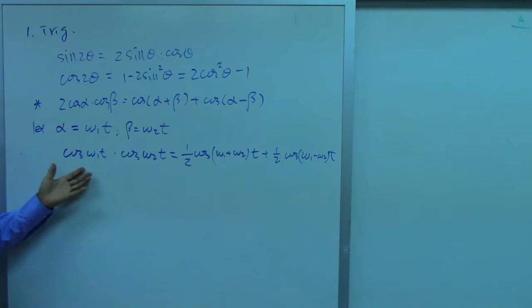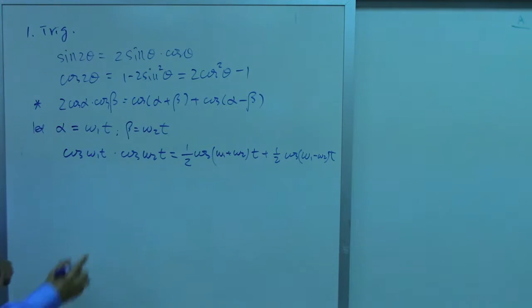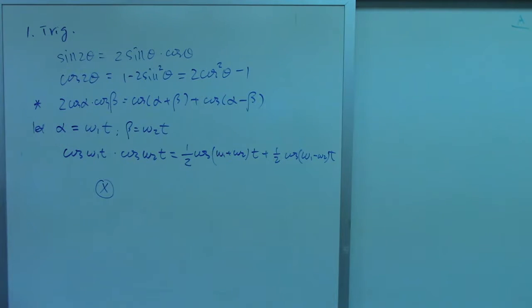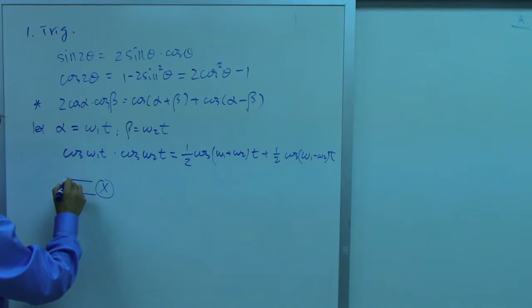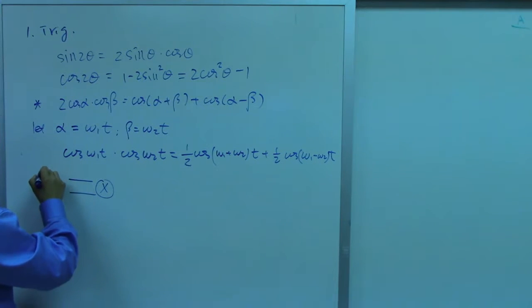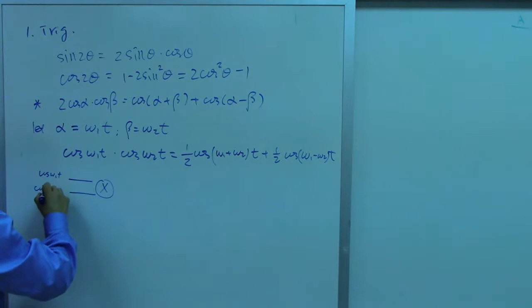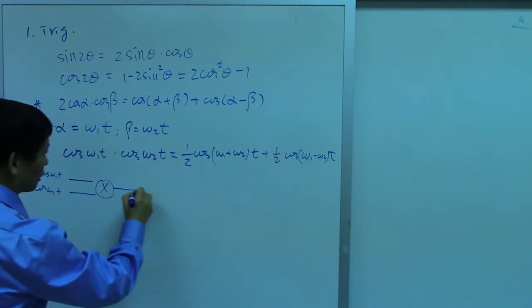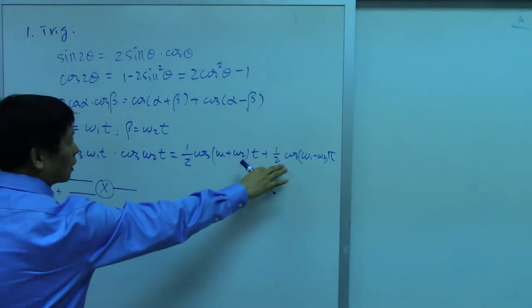Now if we implement this in physics, if we have this multiplication, that means this multiplier. Then if we have two inputs, the first one is cosine function, cosine omega 1 t. The second one is cosine omega 2 t. These two signals multiply together, and the output will have this signal and this signal.